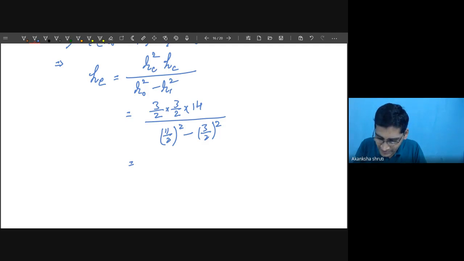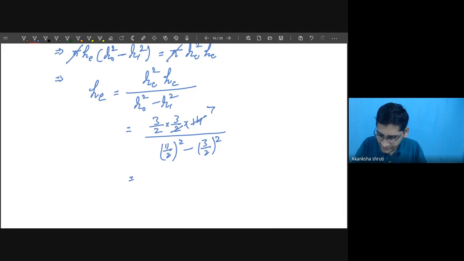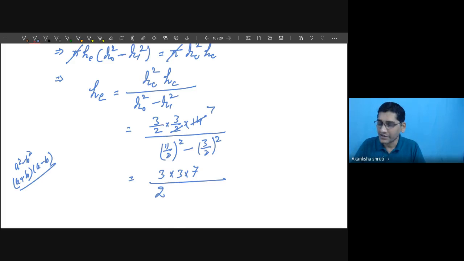So let me simplify. You may cancel one of these 2s with this 14 to 7. So in the numerator you will be left with 3 into 3 into 7. Initially keep these as smaller factors, that will help in cancellation. So do not go for multiplying the numerator itself. In the denominator we have 2, one 2 is left. Now, rather than simplifying 11 by 2 square minus 3 by 2 square, you can use the formula. It is in the form of a square minus b square, so it can be used as a plus b into a minus b. That will give the simple result.